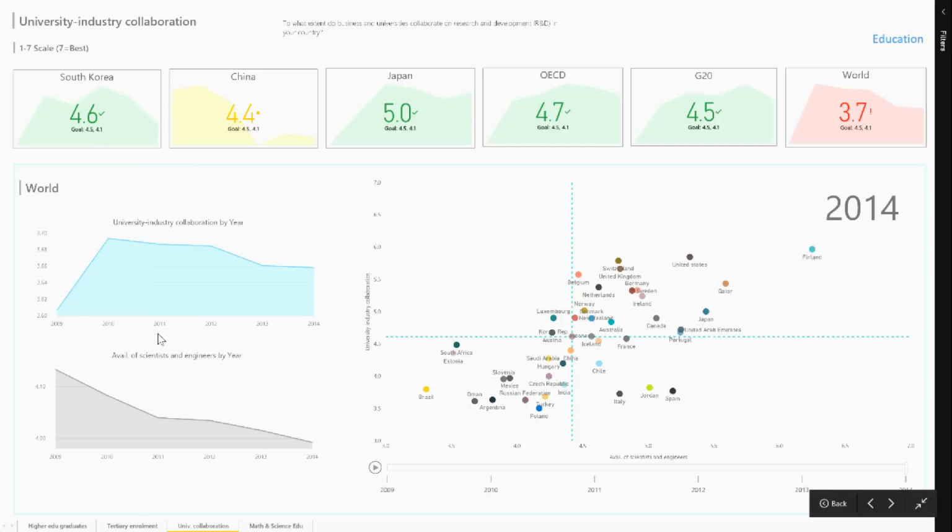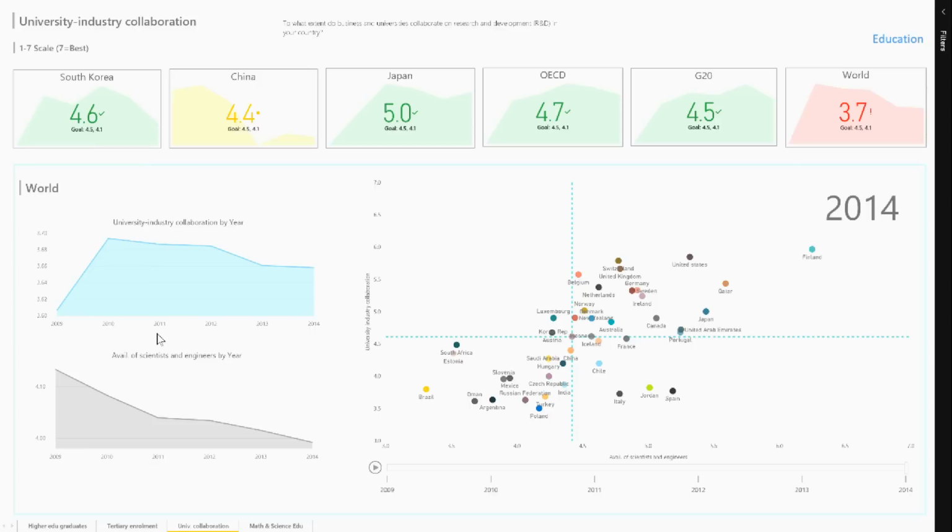So without even looking at the detail, we have some idea about where they are and how other countries are doing. And another thing is, even though this report is about university-industry collaboration, it's also a good idea to add another, supplementary measure. In this case, available scientists and engineers, and see how they correlate with each other.